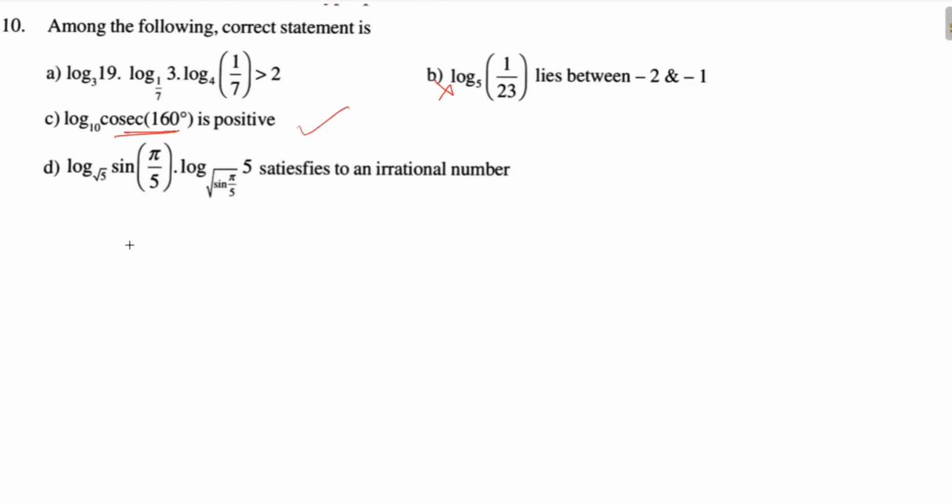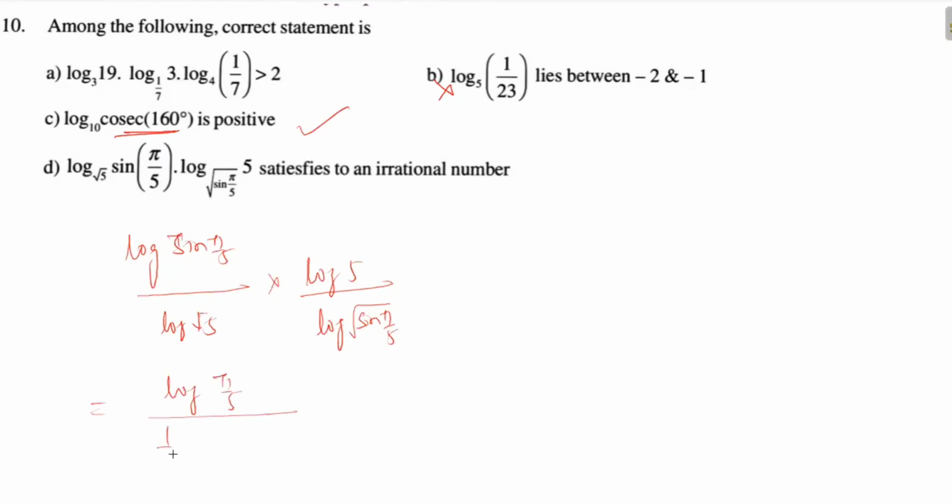I can just use change of base and write this as log sine pi by 5 upon log root 5. Log root 5 can be written, let's do it in 2 steps, as log 5 to the power 1 by 2, because root 5 is 5 to the power 1 by 2. Similarly, I can write log sine pi by 5 as 1 by 2 log sine pi by 5.